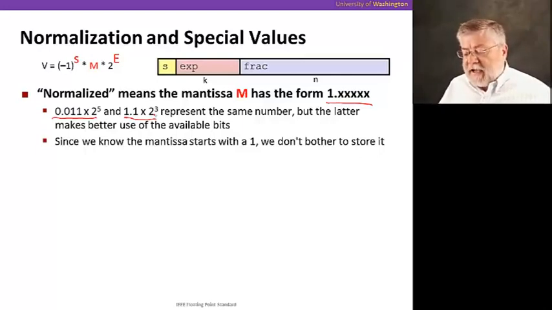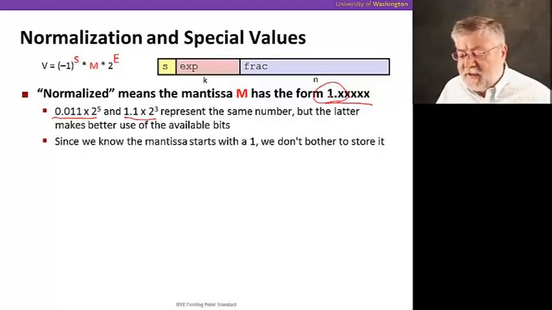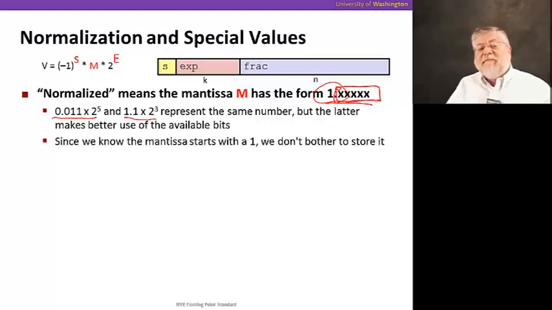Actually, since we know the mantissa is always going to start with that 1 point at the beginning, we're not even going to bother to store that in our representation. Why waste a bit on something we know is always going to be there? So that's why the fraction doesn't encode the mantissa exactly. The fraction only encodes this part of the mantissa, those binary digits to the right of the binary point. It does not encode the 1 to the left.